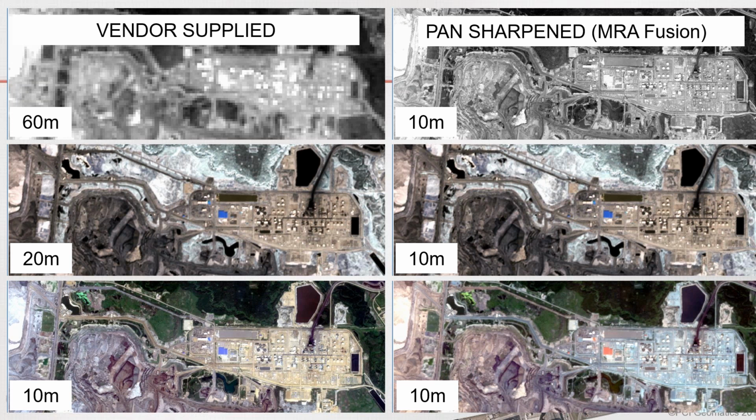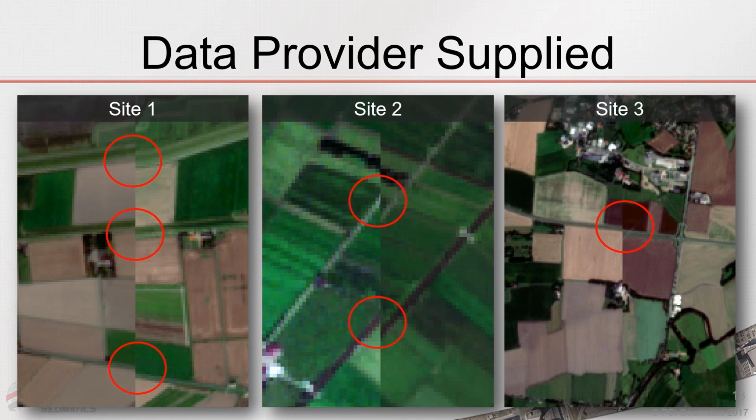Here's an example of what I just discussed. On the left, what we see is what's supplied from the vendor. In this case, this is coming off the Copernicus distribution center. So we have 60-meter data, we have 20-meter data, and we have 10-meter data. Of course, we can use those at the different resolutions, but using pan sharpening and the MRA fusion technique available within PCI, we can bring all of that data down to 10-meter resolution and use that. So really that's going to enrich the quality of the results that you can achieve with the data sets.